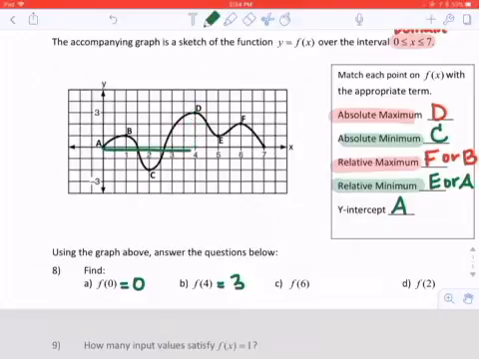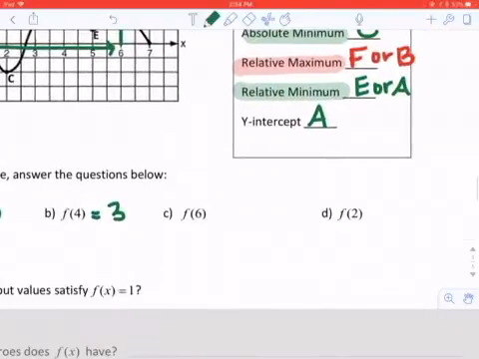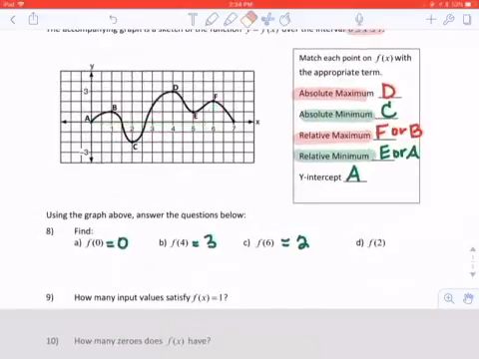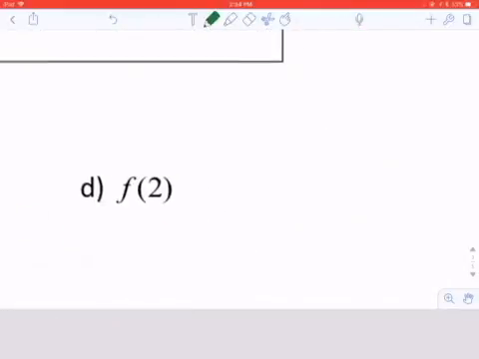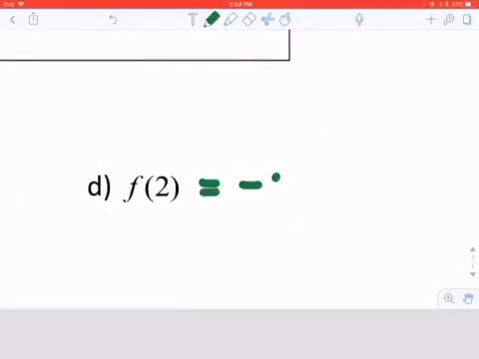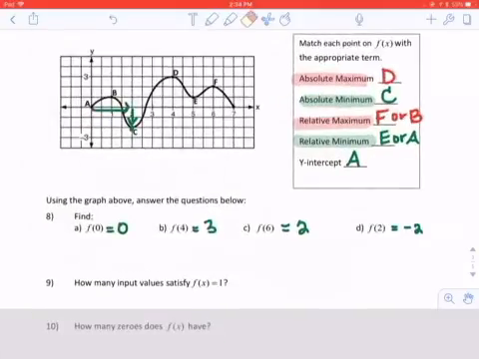f of 6. Where is 6 on the x-axis? Right here. Where's our graph? Right there. At 2. So this point is 6, 2, so f of 6 equals 2. f of 2, go find 2 on your x-axis. There it is. Find your graph down here at -2. So 2, -2 is our point, which means f of 2 equals -2.